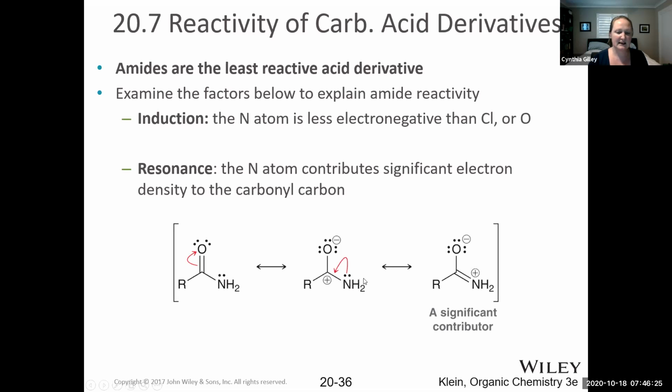However, resonance is different. The lone pair on the nitrogen atom donates significantly into the empty p orbital of the carbonyl carbon. It does so because now we have a matched p orbital size. Both carbon and nitrogen will use a 2p orbital, and due to being the same size, there's significant orbital overlap, and now this is a much more significant contributor. As a result, the positive charge here is not as significant or as positive to the same degree or extent as with the acid chloride.